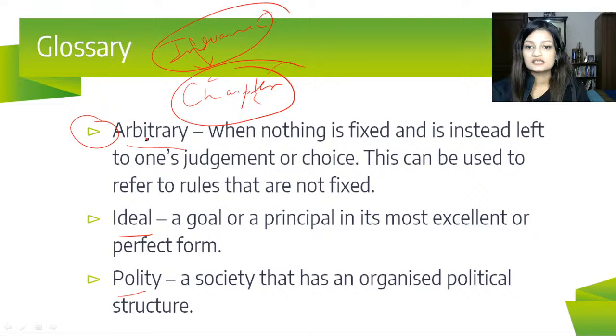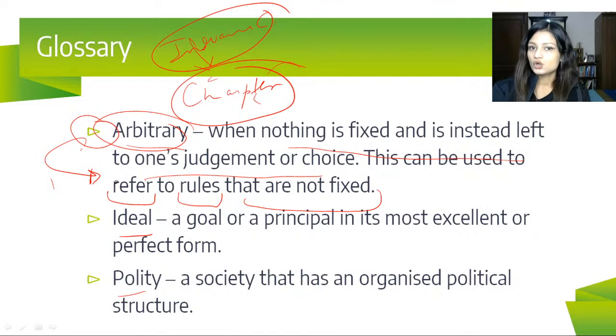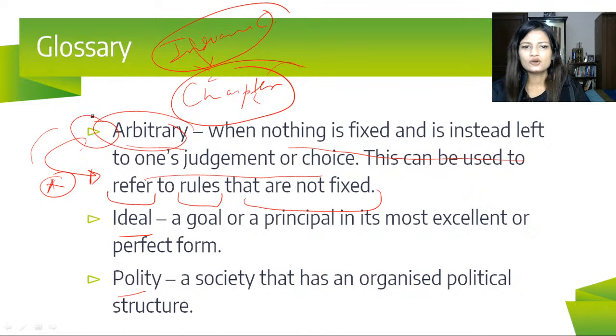So the first word is going to be arbitrary. This word basically means when nothing is fixed and instead left to one's judgment or choice. This can be used to refer to rules that are not fixed. So arbitrary basically means rules that are not fixed. मतलब इसका हिंदी में अगर इफ आई से देन इट जस्ट मींस कि रूल्स जो है वो फिक्स्ड नहीं है एंड आर्बिटरीली हो रहे हैं, मतलब इट्स आपकी जजमेंट है, आपकी चॉइस है, इट्स कंप्लीटली एन आर्बिटरी डिसीजन.